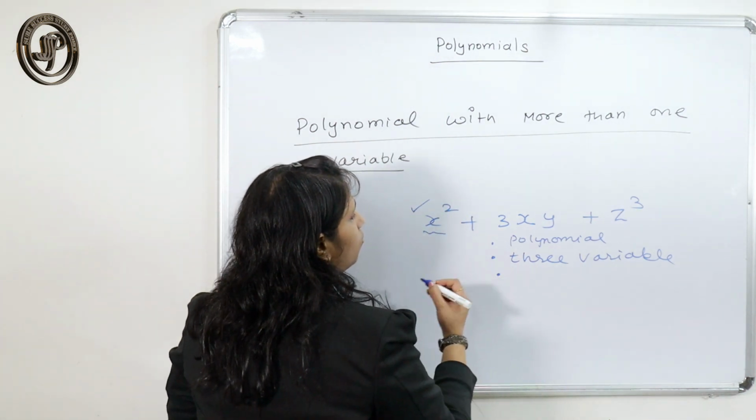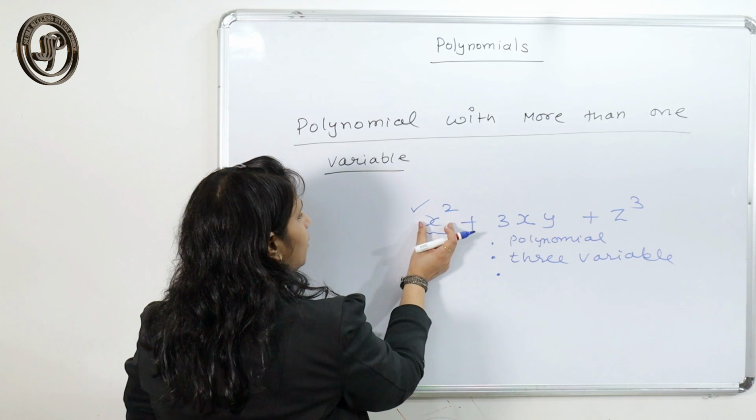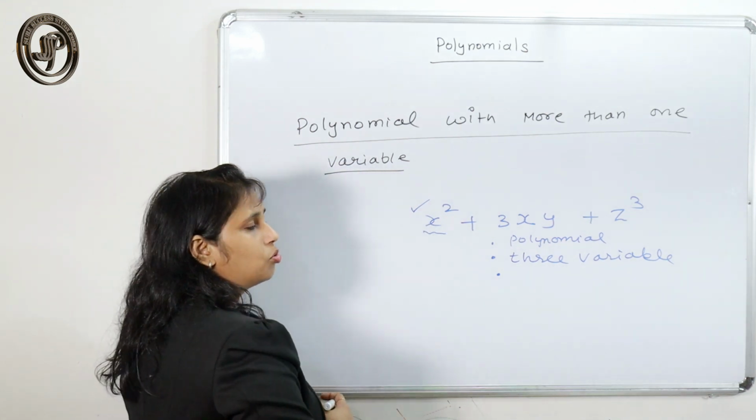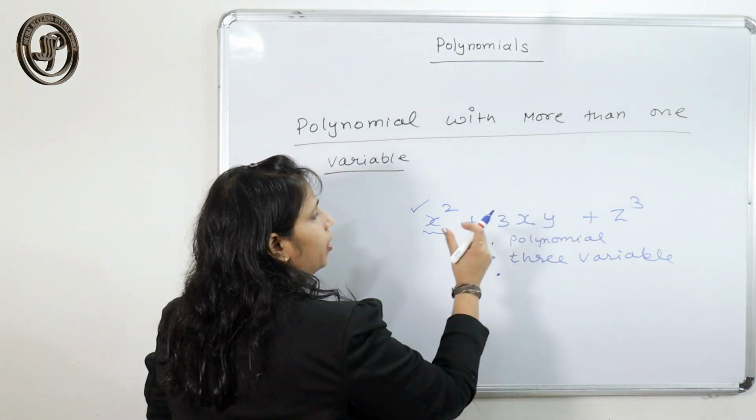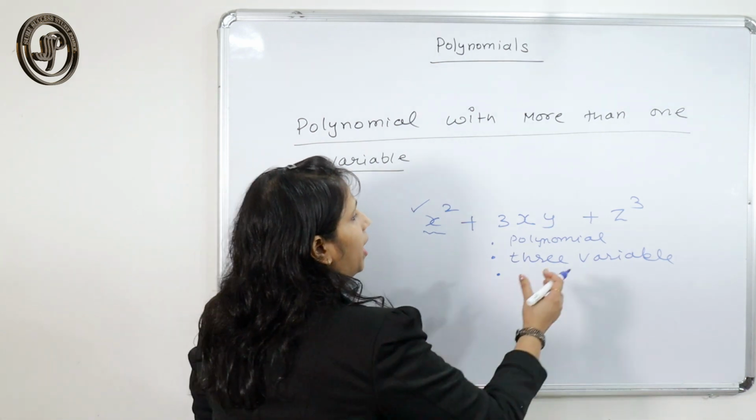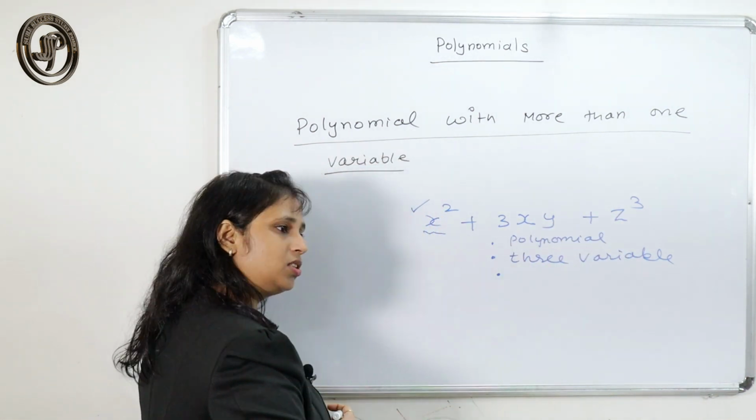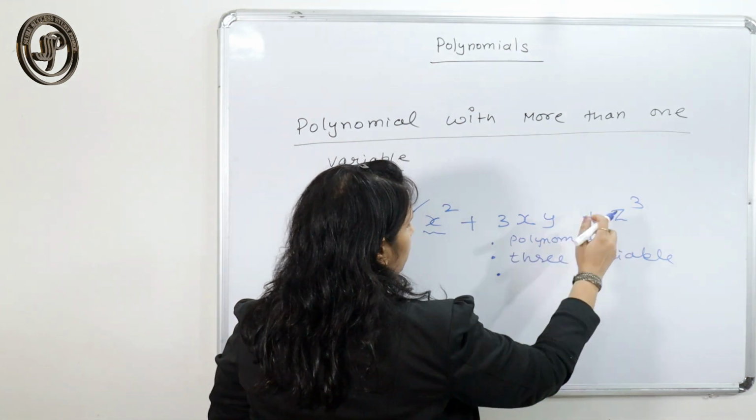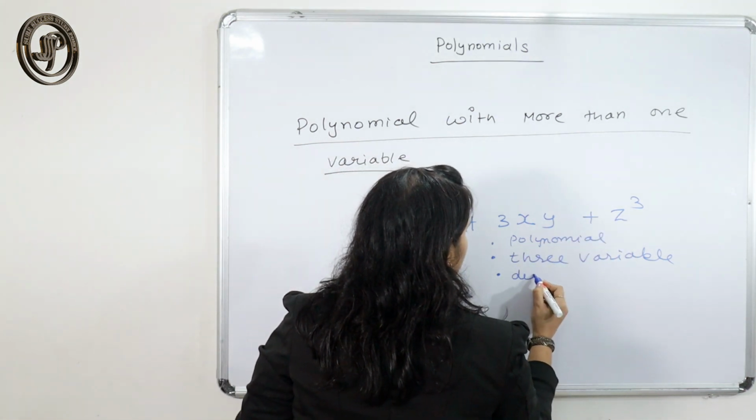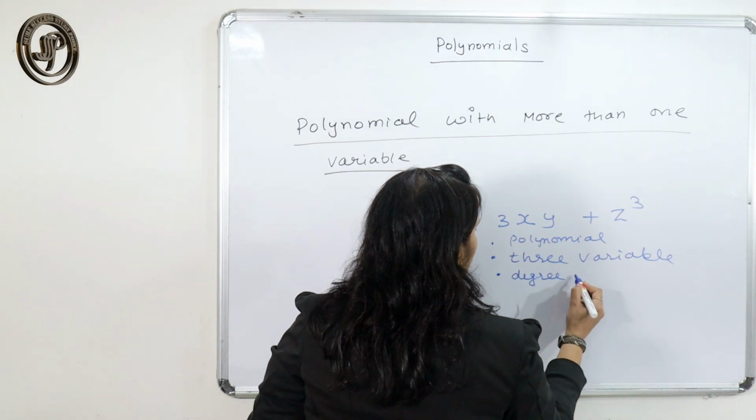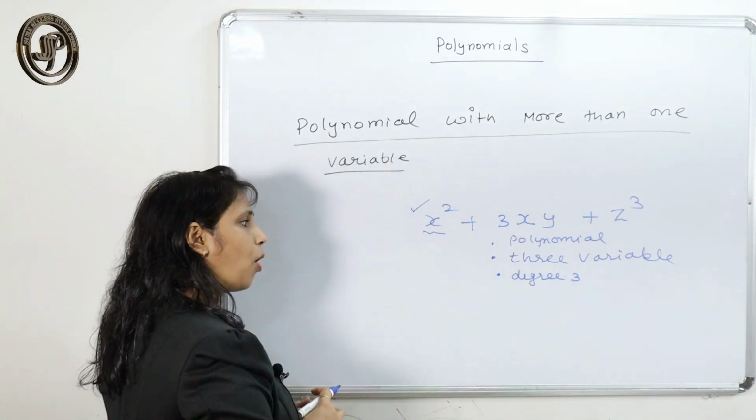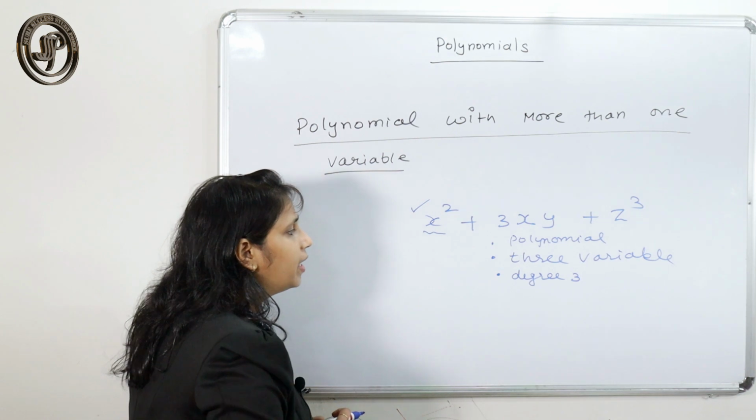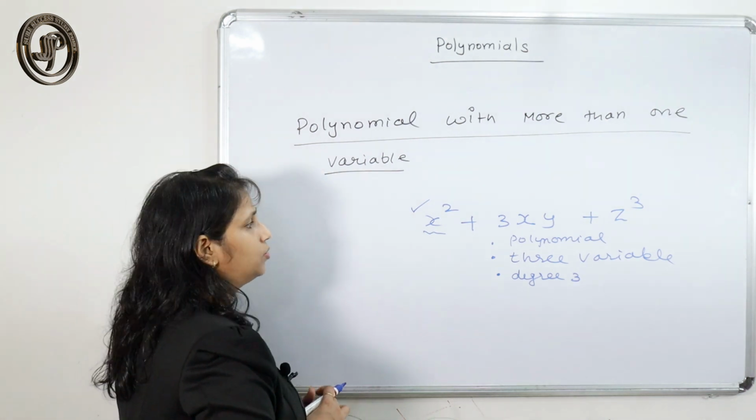If I want to find the degree, here the degree of this term is 2. Here also the degree of this term is 2. Here the degree of this term is 3. So, what is the highest? Highest is 3. So, the degree here is 3. This is a polynomial with three variables, degree is 3.